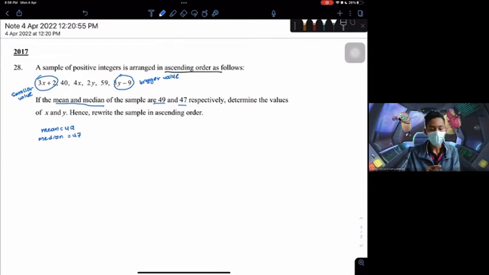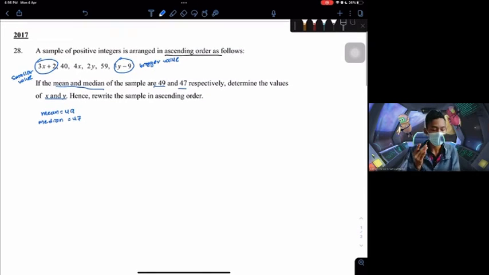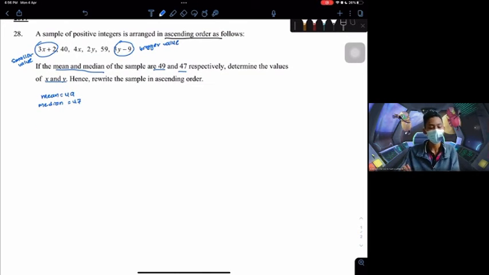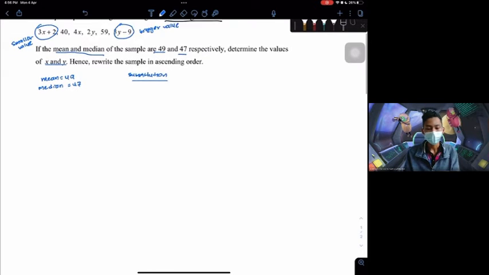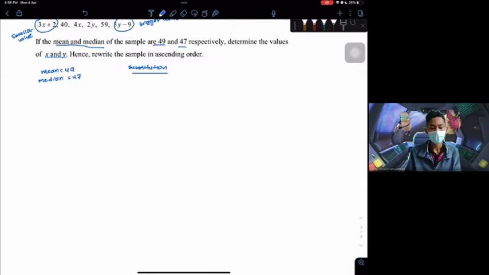Determine the value of x and y, hence write the sample in ascending order. This means we need to know the value of x and the value of y by using the substitution method. We can achieve this by writing two equations with x and y and expressing one of the variables, thus we can get the answer. Let me show you how.